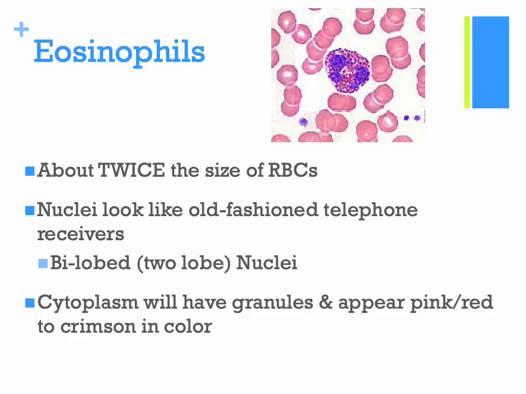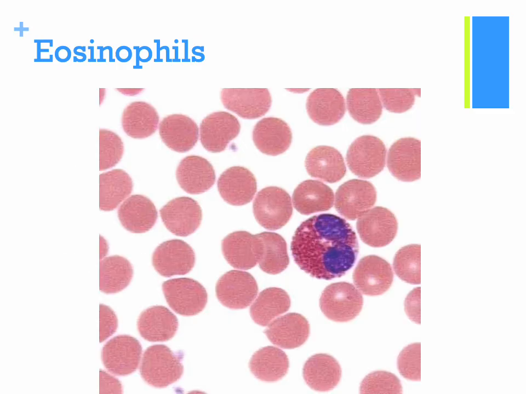Okay, eosinophils. So twice the size of red cells. The nuclei kind of looks like a Spider-Man to me. I don't think the telephone receiver applies anymore. So they're bilobed nuclei, okay? And their cytoplasm has granules that appear pink and red or crimson in color. So that's a good giveaway for them, okay? See them here? The nuclei and the cytoplasm.